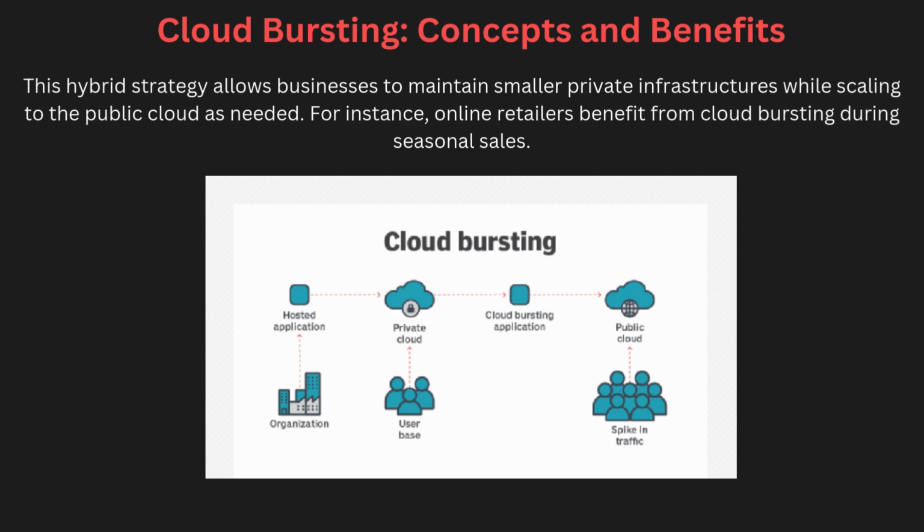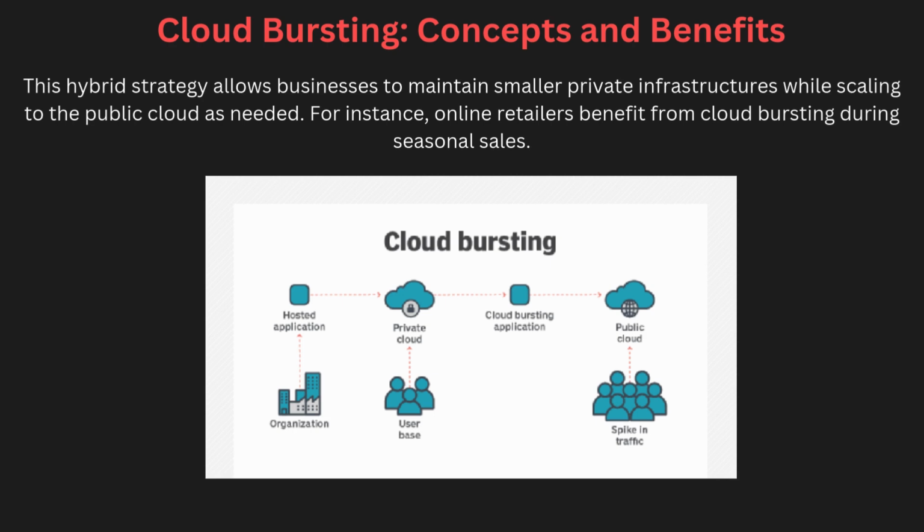So now cloud bursting. Cloud bursting is a strategy where applications automatically switch to public cloud resources during demand spikes, ensuring uninterrupted services. This hybrid approach allows businesses to optimize cost by maintaining a smaller private infrastructure while utilizing public cloud resources when needed. For instance, an online retailer might employ cloud bursting during a holiday sale. This strategy ensures scalability and reliability, while minimizing the need for permanent infrastructure investment.